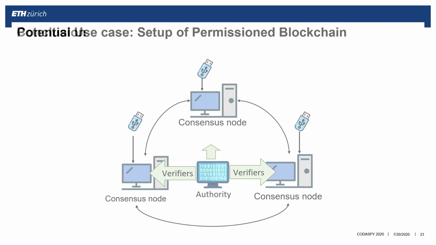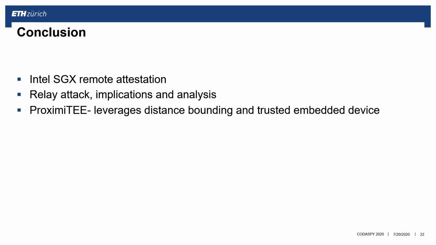So in conclusion, we looked at Intel SGX remote attestation, which is an important feature of the trusted execution environment. Based on that, we saw how the relay attack is possible, what the implications of the relay attack are, and the analysis of it. We have ProximiTEE, which leverages distance bounding and a trusted embedded device to certify the closeness to a specific platform. We also implemented it and saw that it is robust against the relay attacker and very practical.